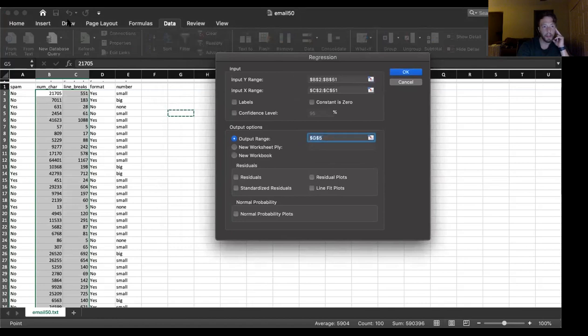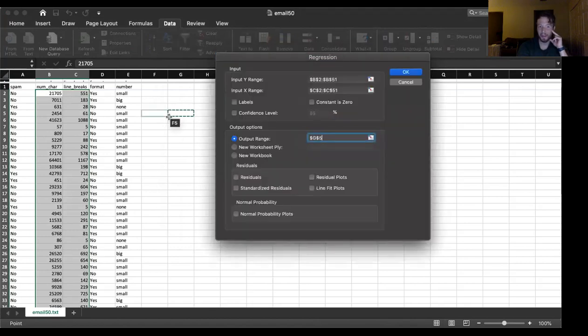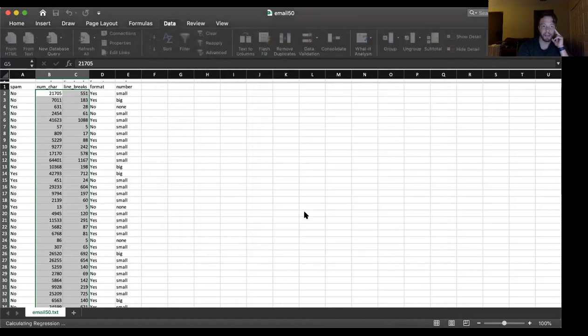I'm just going to make sure it looks right: our output is our y value, and that is B2 to B51. That checks out. The C values are our input. That checks out as well. We don't need any of these. The output range will just tell it where to put the results. I'll have it put it right there. That's perfectly fine. Let's go ahead and go through it.